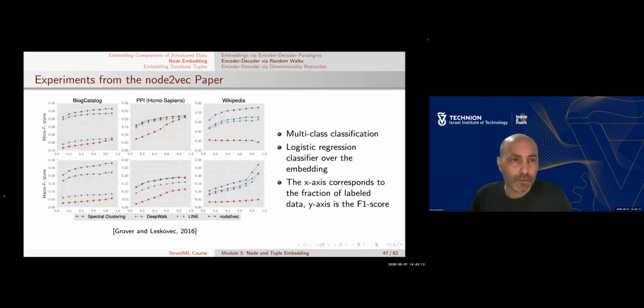And you can see experiments from Node2Vec, similar to things that we've seen already. They look at multi-class classification, and they apply logistic regression over the embeddings. They train over the embeddings and test over the embeddings, using different portions of the training data to see how effectively they learn. And they compare it to DeepWalk and LINE that we've seen previously.